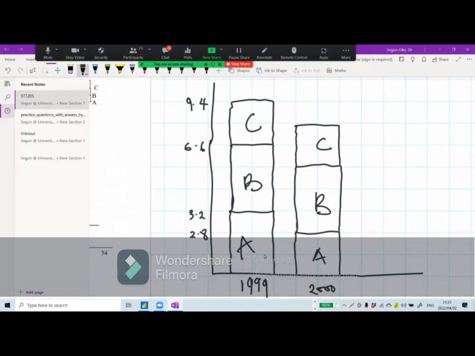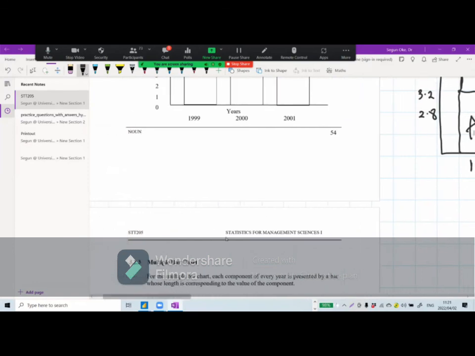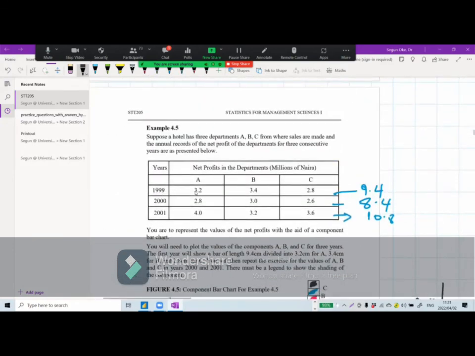Check the manual, the table. Look at the table here. 1999 is what? A is 3.2. B is what? B is 3.4, sir. And C is what? 2.8. Now, this 3.2 will be the first thing you draw. Remember, you already labeled your own. The highest total here is 10.8, which we assume is 11. Your vertical axis, you already numbered it 1 to 11. So trace the first one to 3.2.